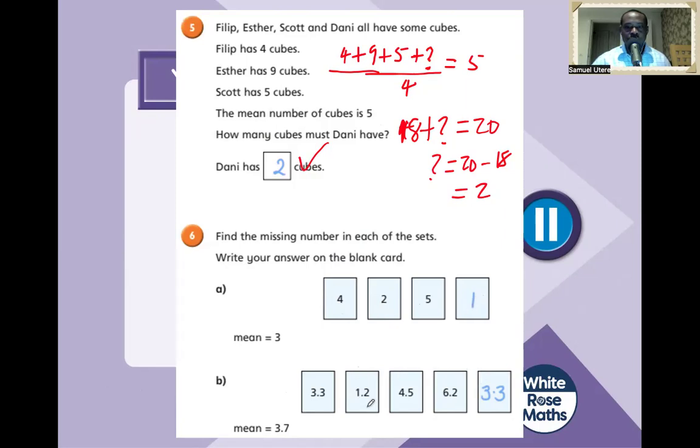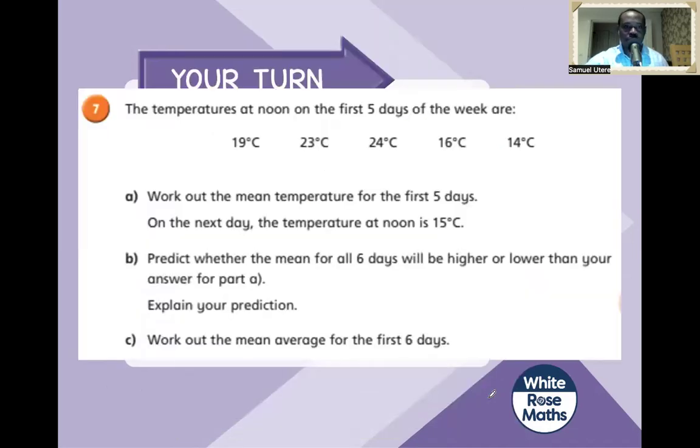And then we use the same approach here. So we have 5 cards. If each of the cards has to have 3.7, which is what the mean actually means, the actual total will be 3.7 times 5. Then once you get that number, you add these up and subtract it from this number here, you get 3.3. Pause the video and answer question 7 in 3 minutes.